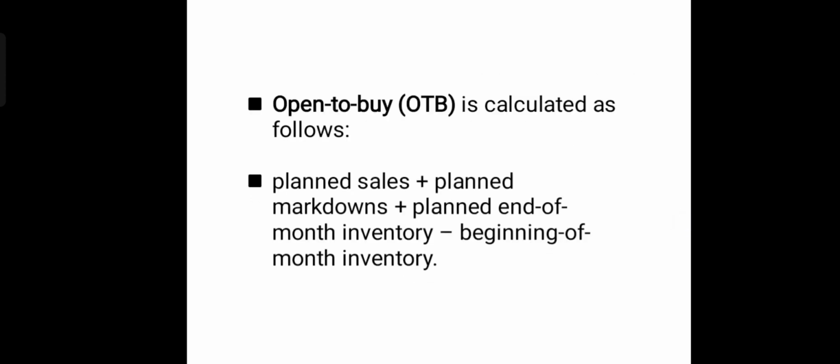And let's proceed to number three. Number three is open to buy, or OTB, which is calculated as follows. I have only the formula used in open to buy, another way a retailer gives price to their product. Planned sales plus planned markdowns plus planned end of month inventory minus the beginning of month inventory. So let's not go deeper with the math. Let's go to the next.